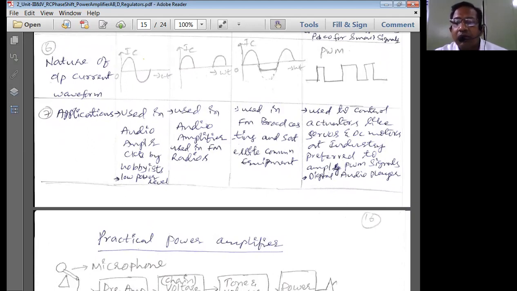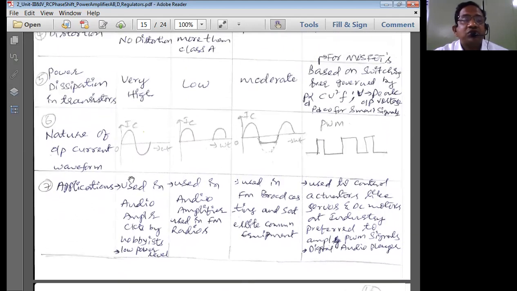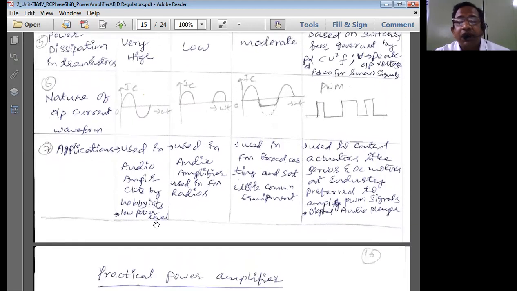If you don't have a problem with distortion, with power dissipation, or with the audio signal range, audio signal voltage, then you can go with the class A type of power amplifier.